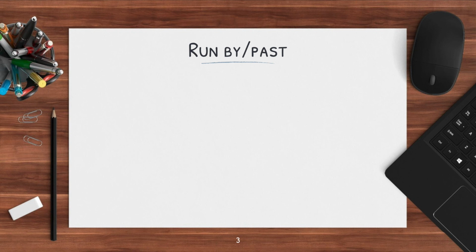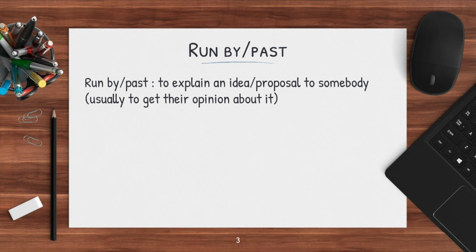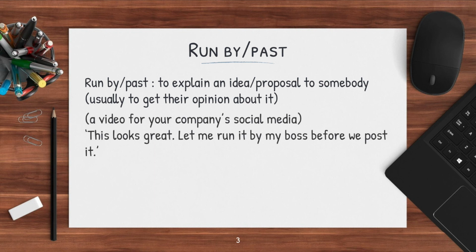Next, to run something by or run something past a person means to explain an idea or proposal to somebody just to check to see their opinion about it or to see if they approve of it. Here's an example. Let's imagine that you made a short video and you're showing it to your company's social media manager to see if you can post it on your company's social media. The social media manager responds, wow, this looks great. Let me run it by my boss before we post it.